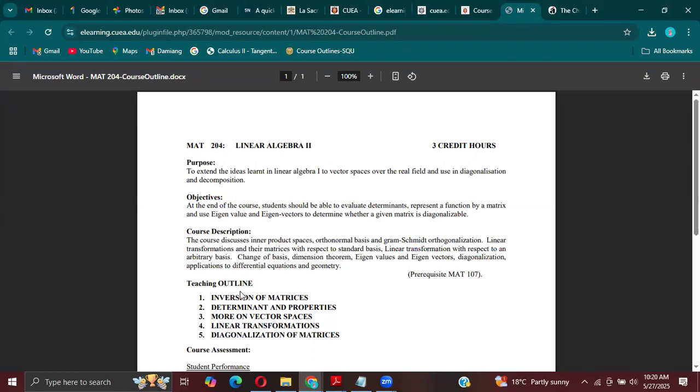the main thing I can just mention is that we will look at inversion of matrices. Inversion of matrices, basically meaning that we will make use of two ways of finding the inverses of matrices. So you can use the cofactor method, or you can use row operations, all right? But for today's lecture, it is mostly on determinants and properties, and then we'll talk more on vector spaces sometime later, linear transformation, and diagonalization of matrices. That's more or less what I intend to cover in this course, all right?